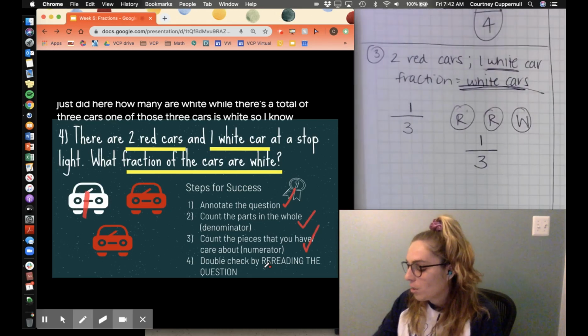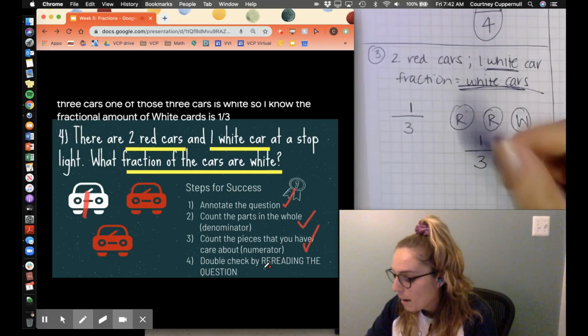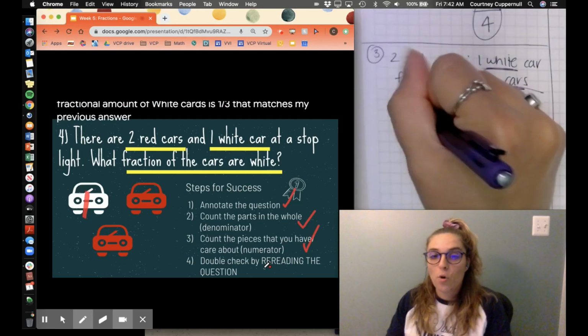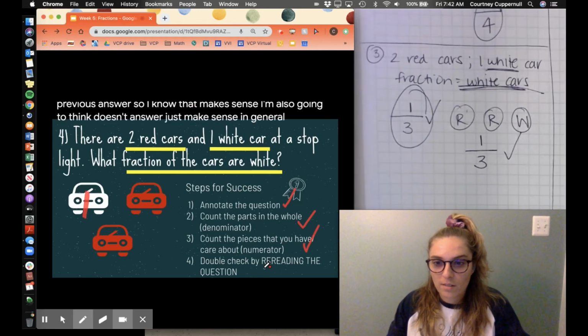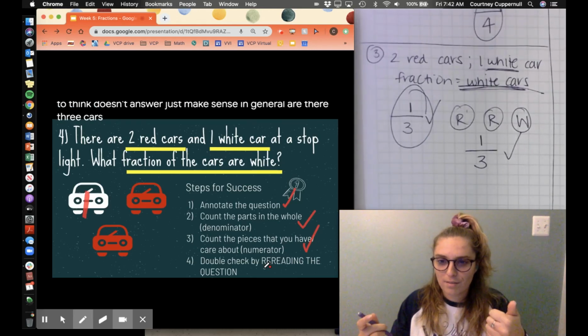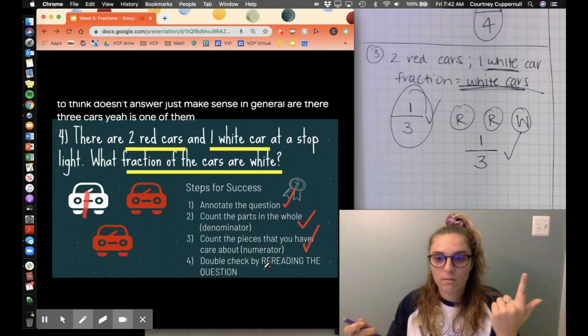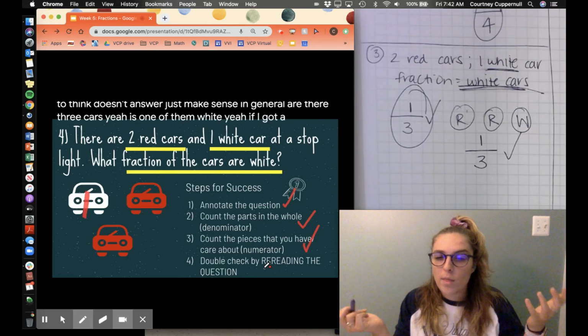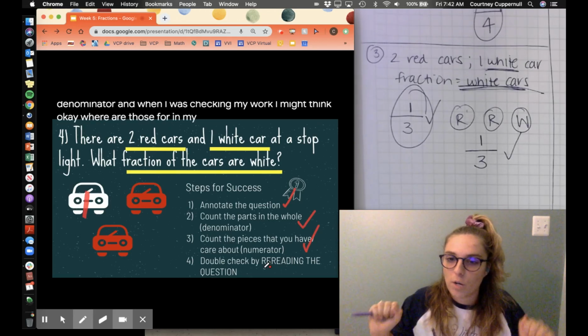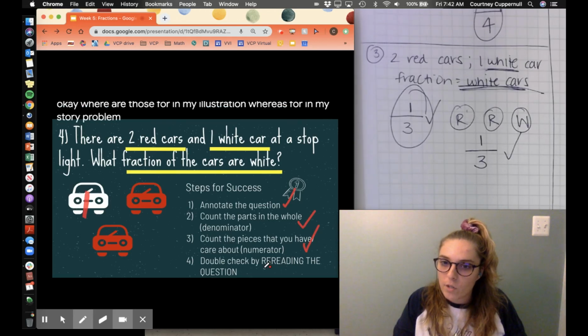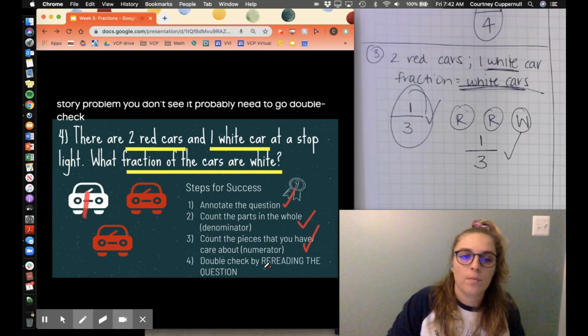So I know the fractional amount of white cars is 1/3. That matches my previous answer, so I know that makes sense. I'm also going to think, does that answer just make sense in general? Are there 3 cars? Yeah. Is one of them white? Yeah. If I got a 4 in the denominator, when I was checking my work, I might think, okay, where is 4 in my illustration? Where is 4 in my story problem? If you don't see it, probably need to go double check.